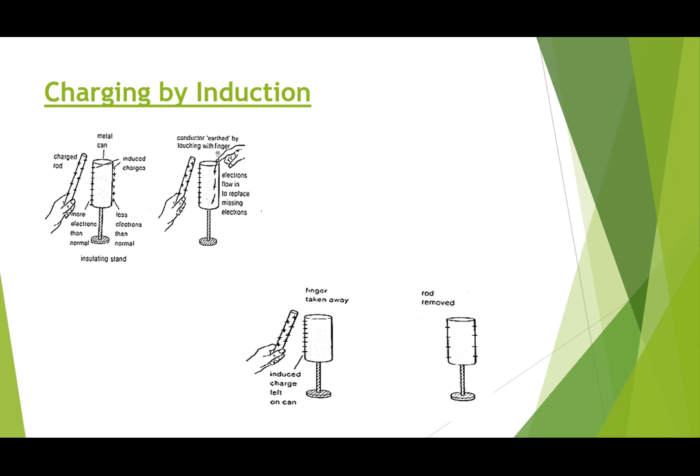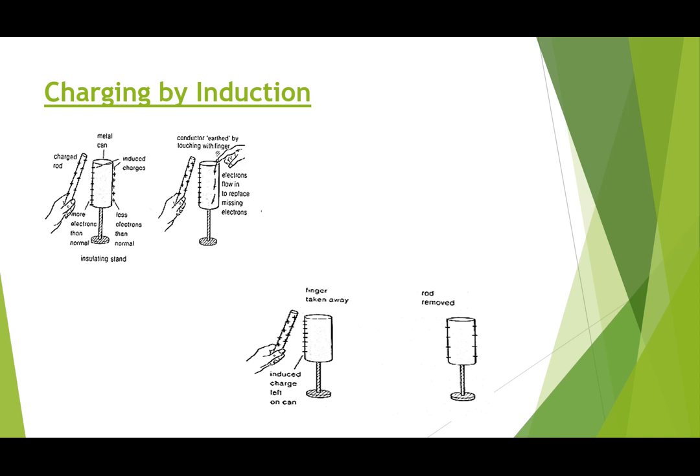In the diagram, we can see a charged rod, a metal can, and that metal can is placed over an insulating stand. When we bring the charged rod near to the metal can, the electrons are attracted towards it. The reason is the charged rod is positively charged, and the electrons are the only particles which can move, so from one side of the metal can the electrons move towards the positively charged rod. So here we are separating the charges.